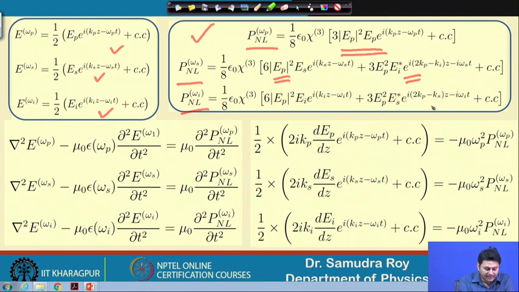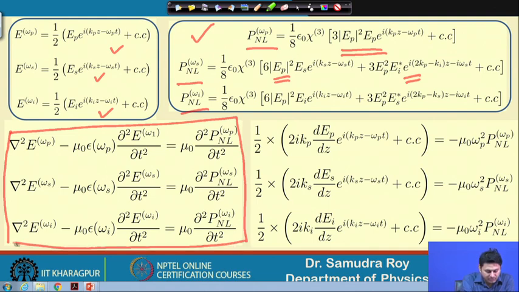In this portion I wrote all three Maxwell's equations that you can use. In the first case, how the pump evolves is shown. In the second case, how the signal evolves is shown. In the third case, how the idler evolves is shown. Here there is a slight mistake: it is written omega 1, it should be omega p, anyway.